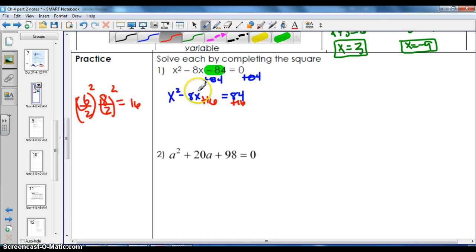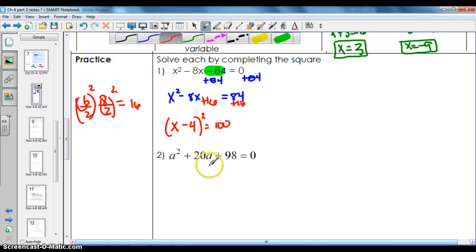Next step is to factor, or simplify if you want to before you factor. So factoring this, it's going to be an x, it's going to be a minus, the square root of 16 is 4, and it is x minus 4 squared. And then on the other side, we have it equal to 100 when we add our two things there.